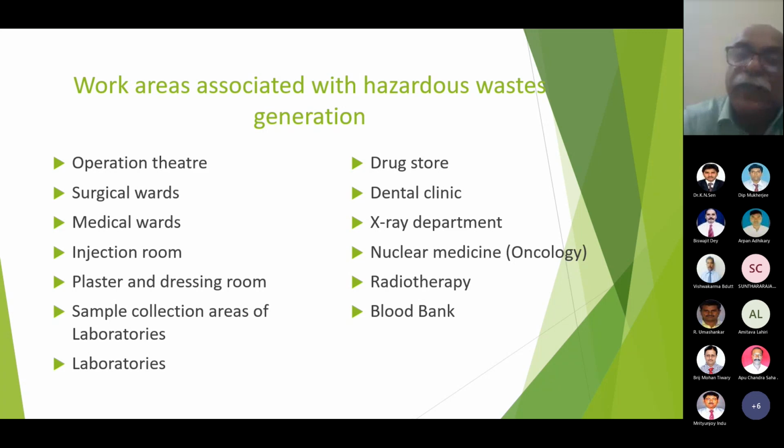Then the X-ray department, where radiation wastes are generated. Nuclear medicine, where radioactive isotopes are used, and these are excreted in the urine and other body fluids of the patients. Then radiotherapy, again, where radiation wastes are generated. And the blood bank, where blood vials as well as blood bags are generated as waste. So all these are the common areas where different types of hazardous wastes are generated in a typical healthcare facility. Okay, next slide, please.